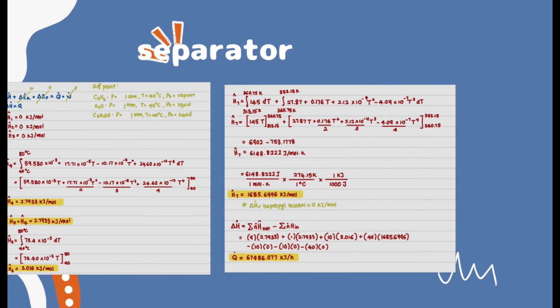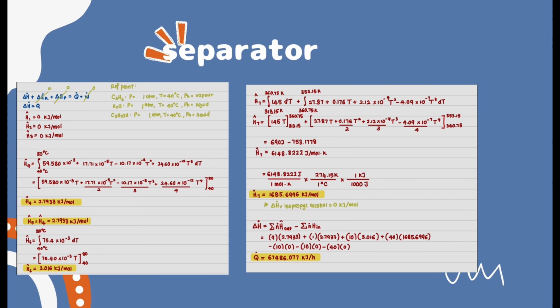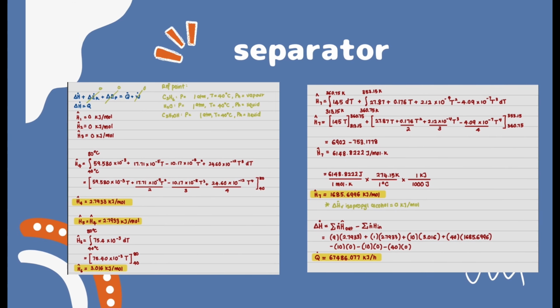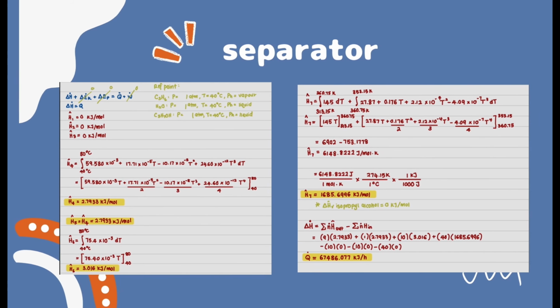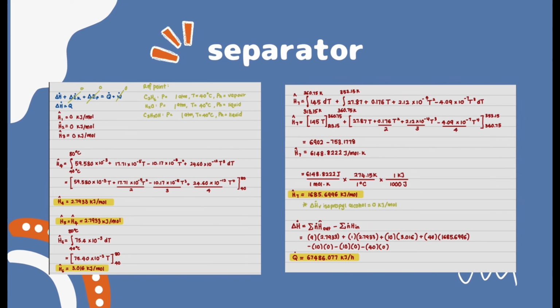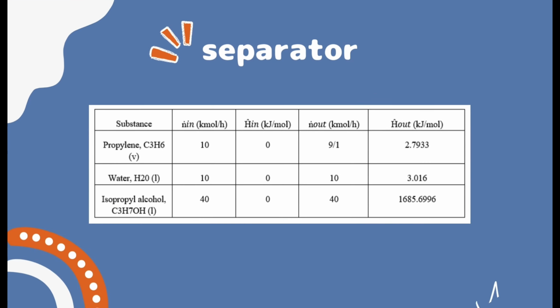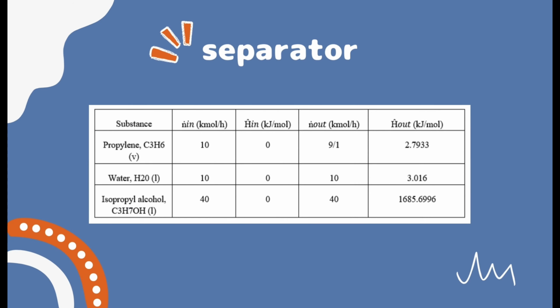Here is the working steps of the calculation. And lastly, using the formula there, the value of the heat transferred is 67,486.077 kJ per hour. So this is the in and out table for the energy balance calculation.